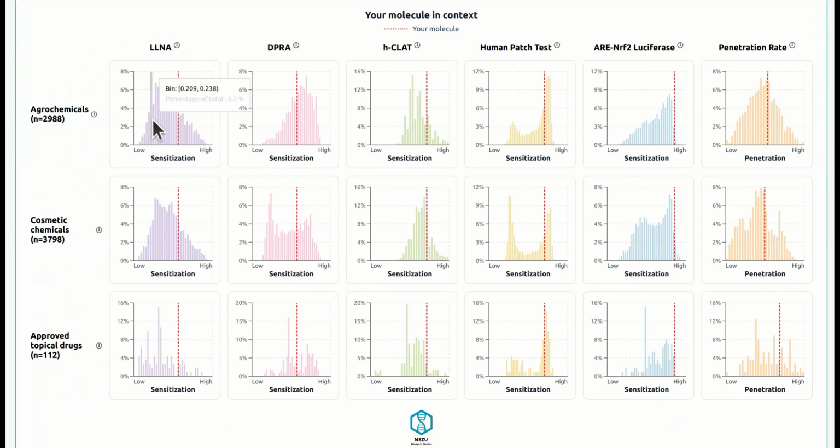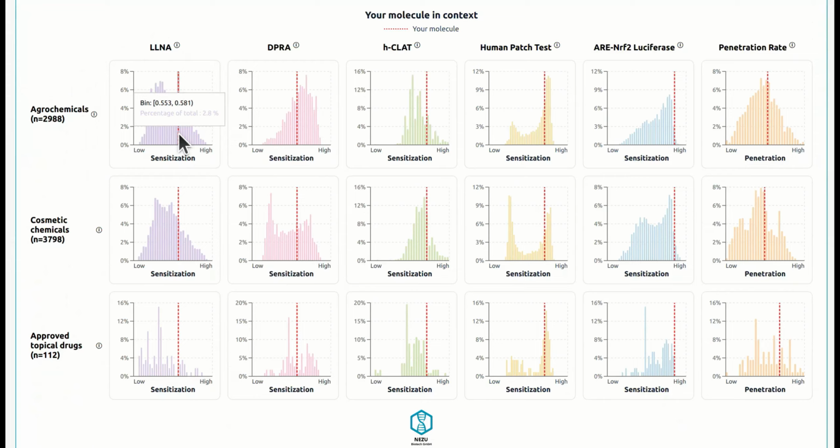Then there are the peaks. If you scroll your mouse over those peaks, you can see how many % of those molecules had a certain score. For example, here you see that our LLNA model predicted most of these agrochemical to not cause a strong skin sensitization. Finally, the red line is the prediction for your molecule.